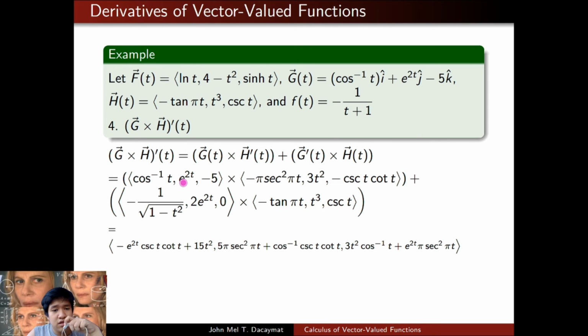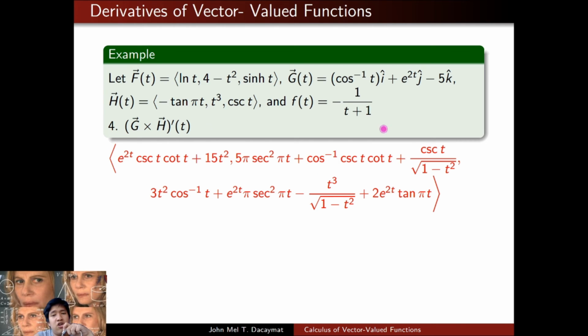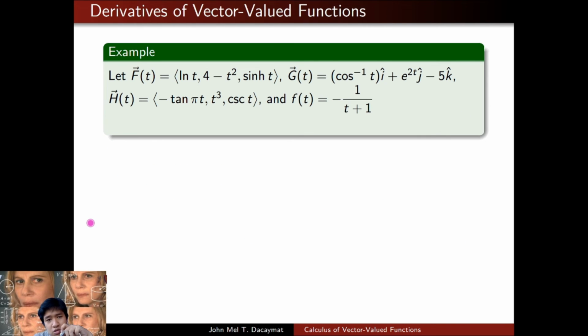And then plus yung second dot cross product, I leave that to you. And then pag pinag-add mo yan, you'll get this very horrible answer. Okay, now let's go to your last example.